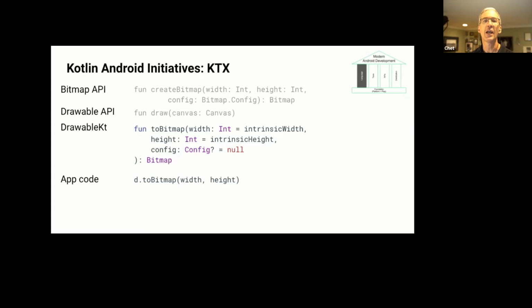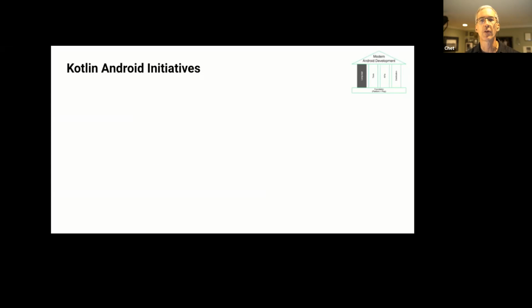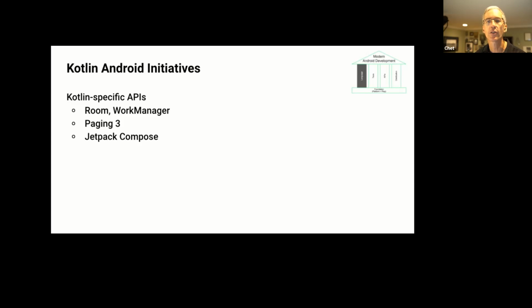So there's KTX APIs across the spectrum, all kinds of APIs that you can take advantage of for simplifying your code. Some of the initiatives that we have around Kotlin include APIs that we've crafted Kotlin-specific capabilities for, including APIs in Room and Work Manager. Paging 3 went through a complete rewrite in Kotlin to use coroutines and flow for what is essentially an inherently asynchronous operation anyway, taking that data from the database and getting it into the recycler view. That is currently in alpha.